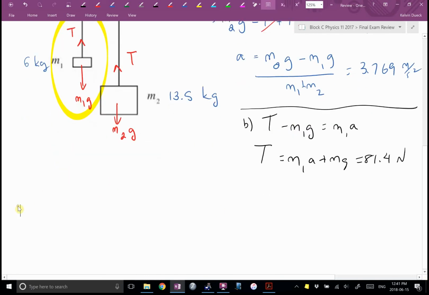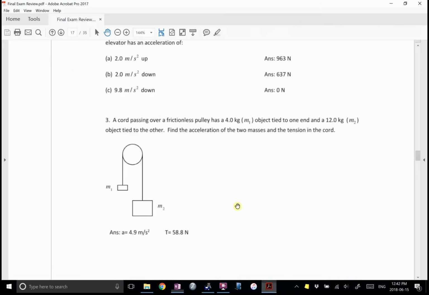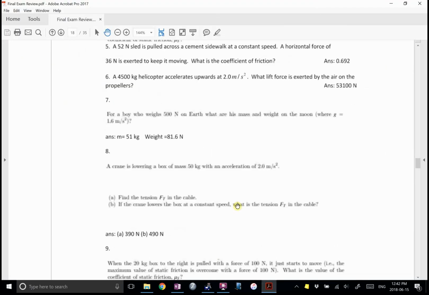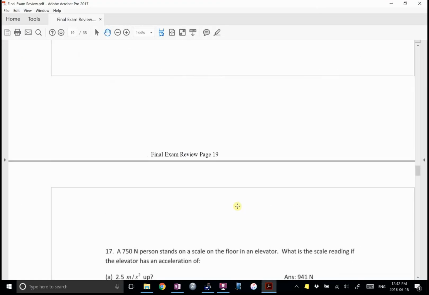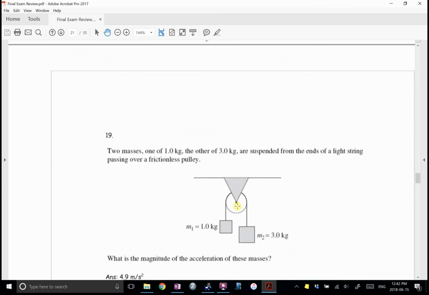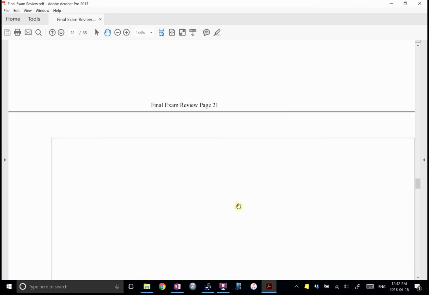We also had situations where there was friction and stuff like that. Let me find one like that from the review if I can, or else I'll use a diagram and make one up. Show me an Atwood machine hanging over a cliff, Mr. Dewick. That's another Atwood machine. That's boring. Oh, there we go.